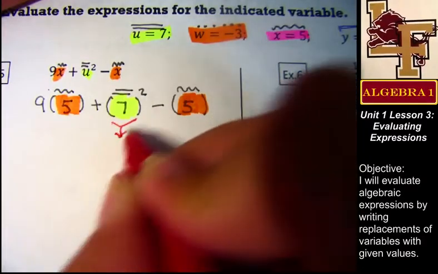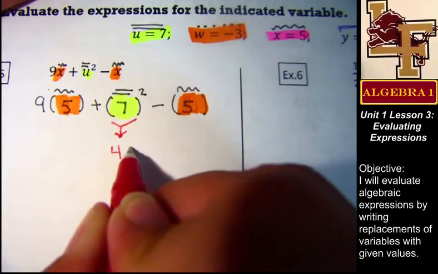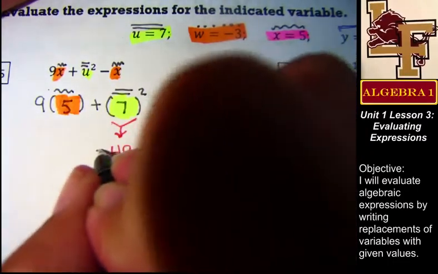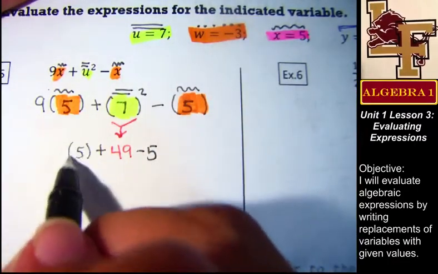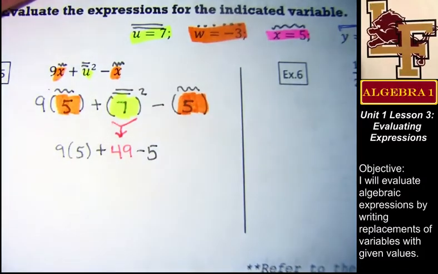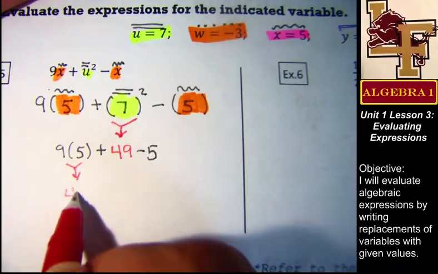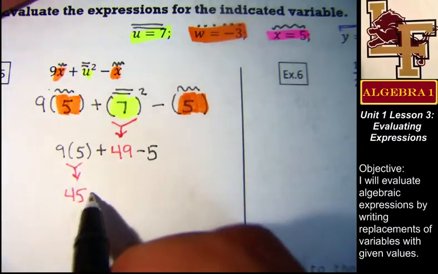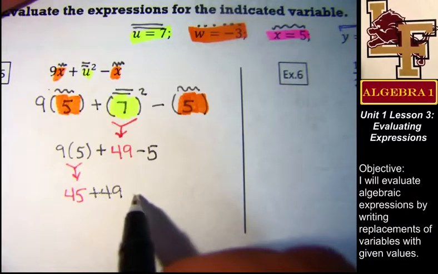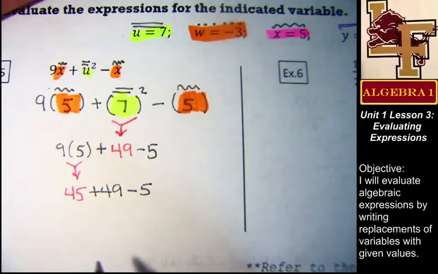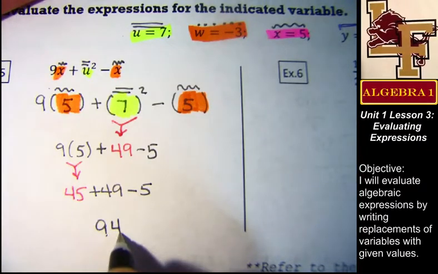7 squared is 49. I'm just copying everything else. Looking back at the whole picture, I see a multiplication. 9 times 5 is 45. And now I can do 45 plus 49 minus 5. 94.